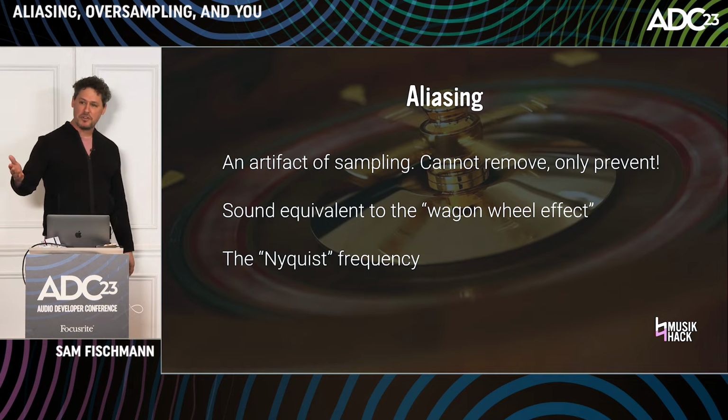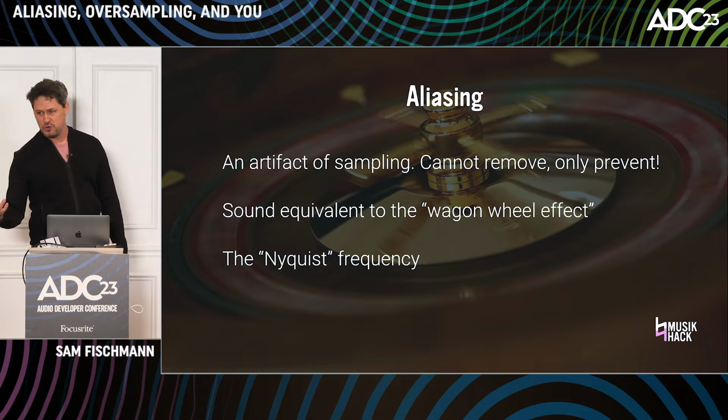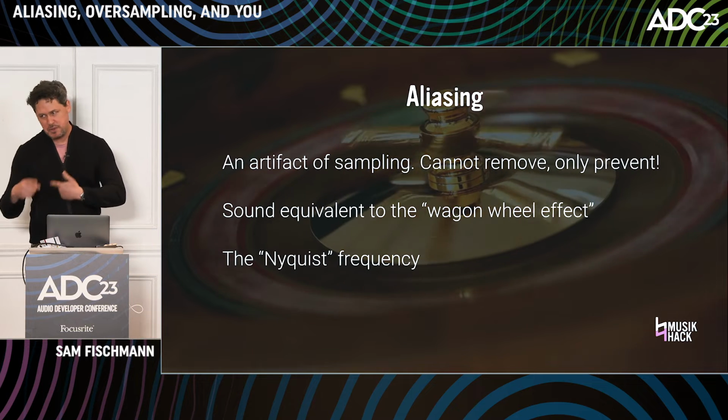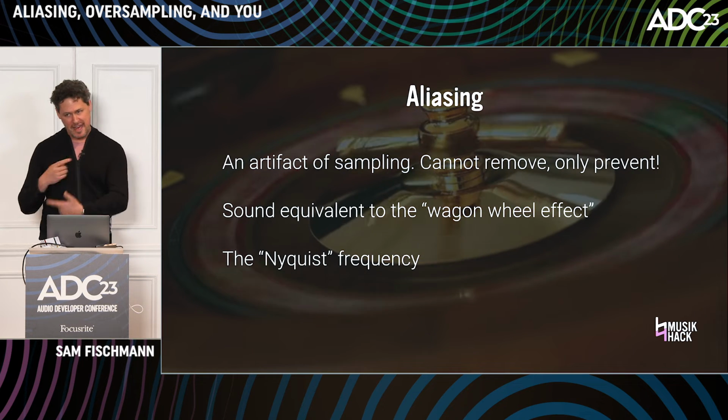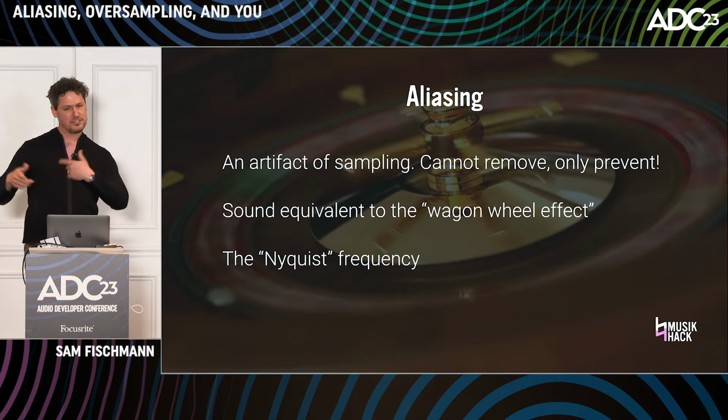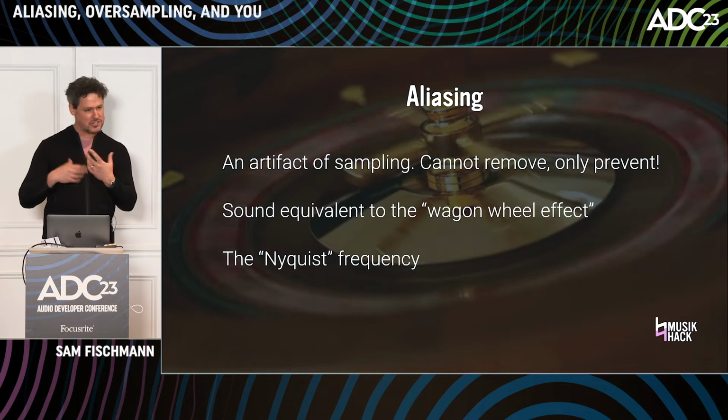But I have a roulette wheel there because aliasing is very similar to what we call the wagon wheel effect. If you've ever looked at a car or a bicycle and the wheel starts spinning really fast and it starts to spin so fast that your brain cannot interpret what's going on, it'll start to look like it's going backwards or stop.